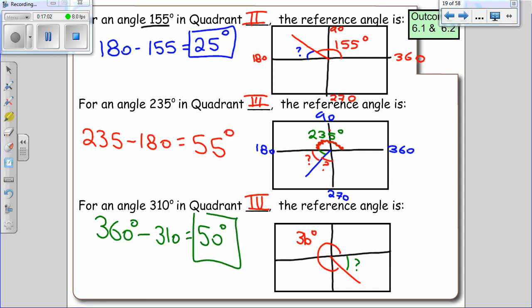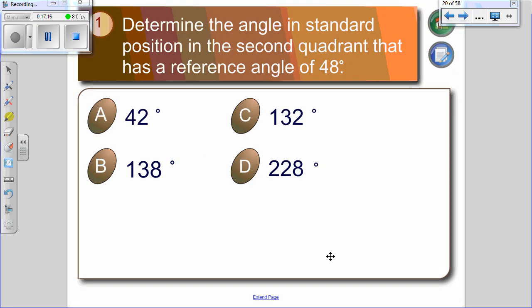Doing good? Awesome. Okay, we have one more, and then we're going to move on to something different, a little bit of negative angles. This one is: determine the angle in standard position in the second quadrant that has a reference angle of 48 degrees. I want you to try this one fully on your own. Don't help each other. Don't ask for help. Just see what you can come up with. Determine an angle in standard position. That's a keyword. In the second quadrant, that's a keyword. For the reference angle of 48, that's key. So try it on your own. Don't tell anybody any answers. Don't ask any questions from anyone yet.